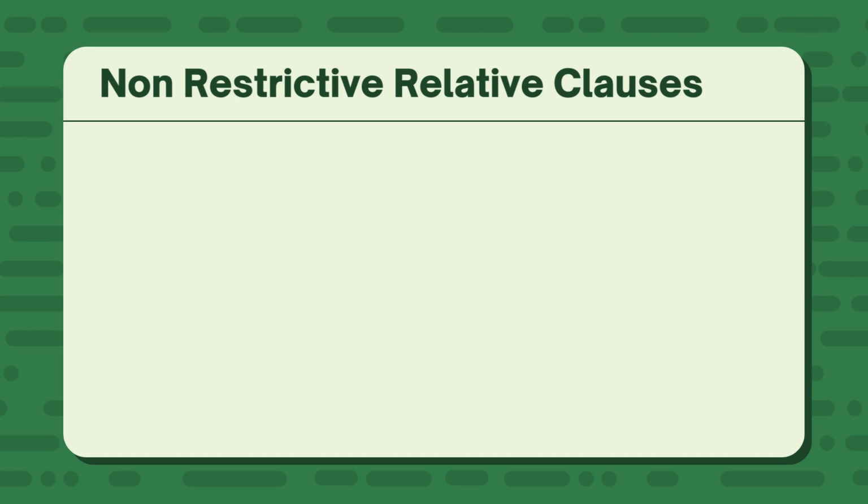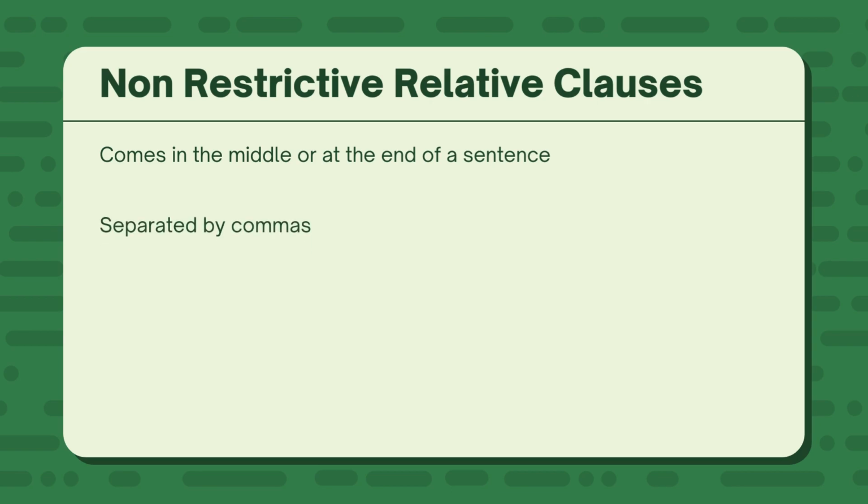Okay, let's talk about how to form a non-restrictive relative clause. A non-restrictive relative clause can come in the middle or at the end of a sentence. It is separated from the main clause by commas. If we are talking about a person, we use the pronoun who. And if we are talking about anything else, we use the pronoun which.